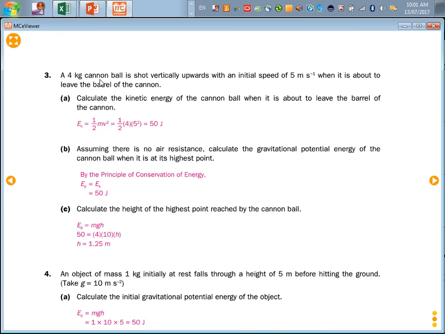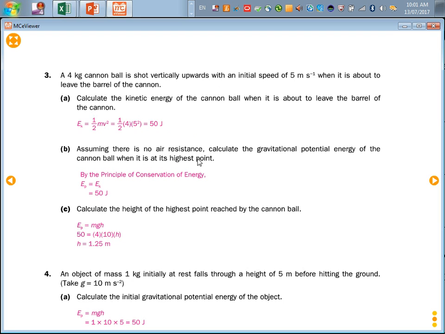Okay, a 40 kilogram cannonball shot vertically upwards with an initial speed of 5 meters per second is about to leave the barrel of the cannon. Calculate the kinetic energy when it's about to leave. Again, half mv squared, kinetic energy. You have the mass, you have the velocity. Calculate, don't make mistakes, you get 50 joules.